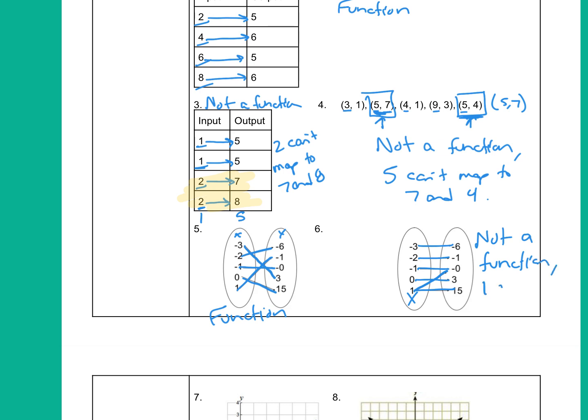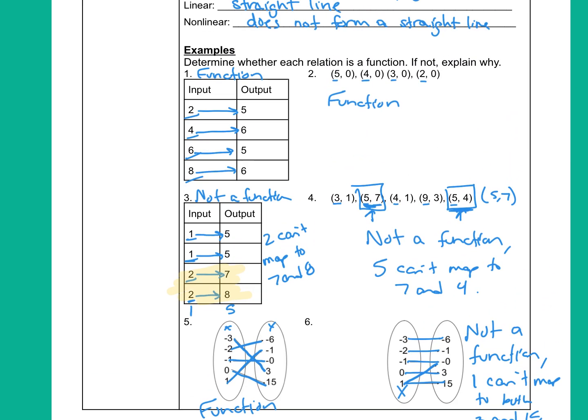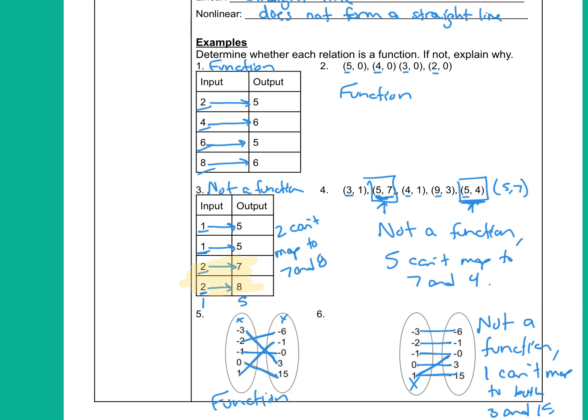And that is because 1 can't map to both 3 and 15. It could go to 3 a bunch of times, but it can't go to 2 different numbers. And if we look back at number 1 here, notice that it's okay. We had a 5 and another 5 for y. It's okay that the y's repeat. It's just when the x's repeat that it's a problem. If the x's repeat, like number 3, 2 and 2, it has to have the same y. It doesn't matter if the y's repeat.